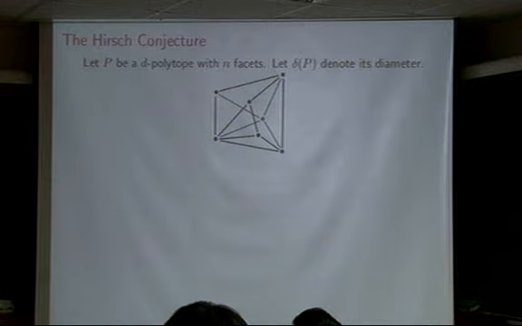So the vertices, the corners of the polytope, become vertices of the graph, and then the edges become edges. And we're going to focus on the diameter. That's what the conjecture asks.